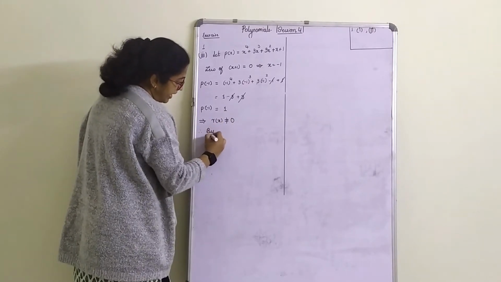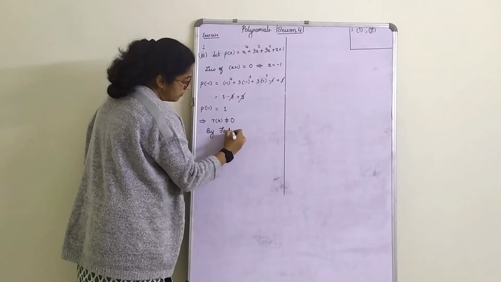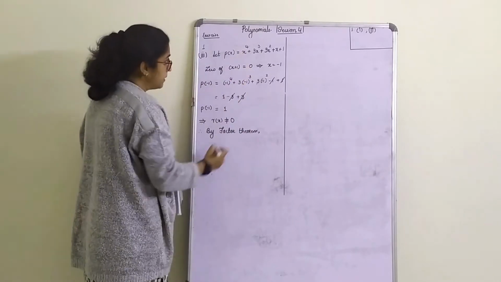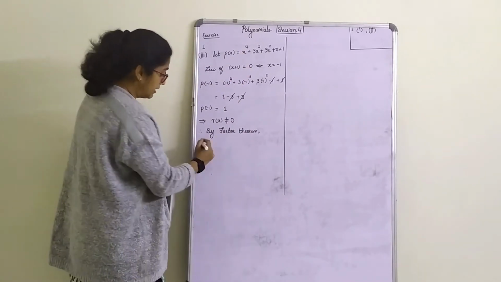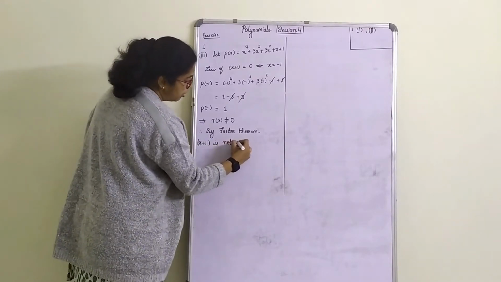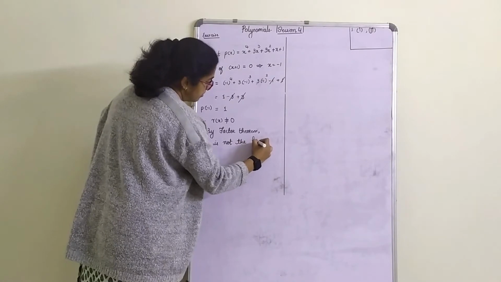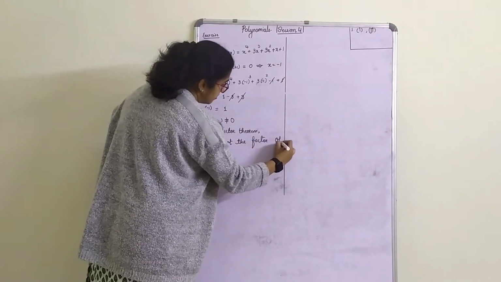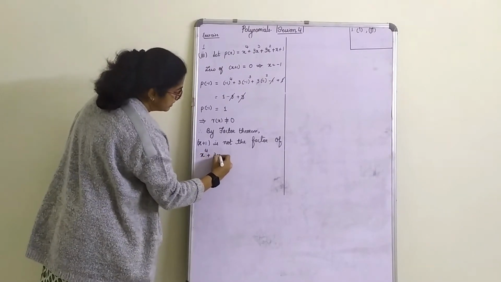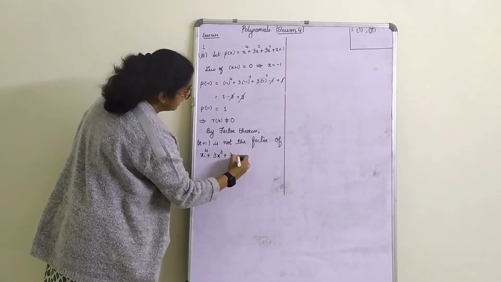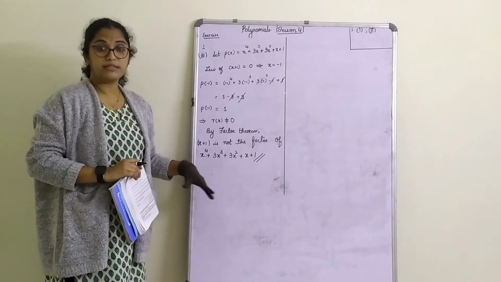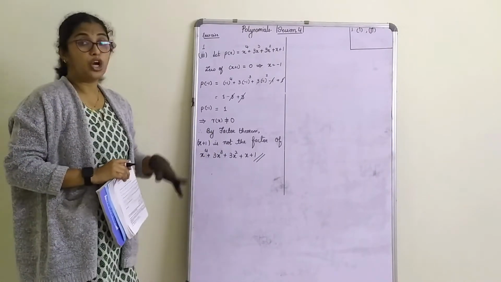Therefore, by factor theorem, complete the statement: x plus 1 is not the factor of the given polynomial, that is x raised to 4 plus 3x cube plus 3x square plus x plus 1. That's the answer. Is this very clear? So it is not the factor.